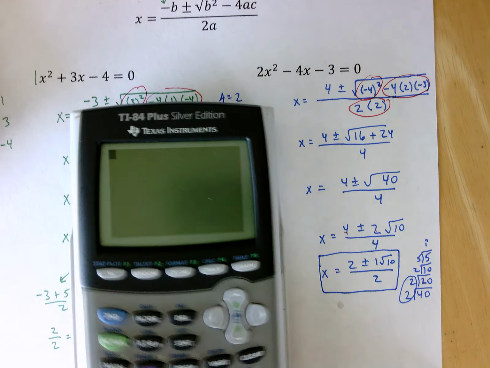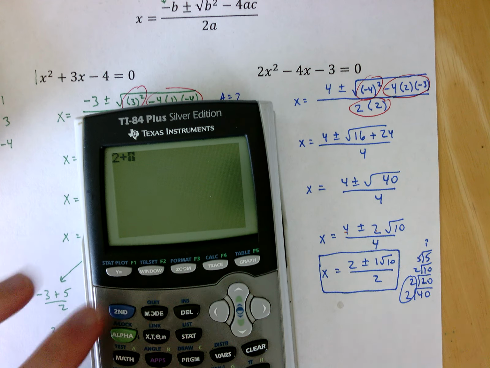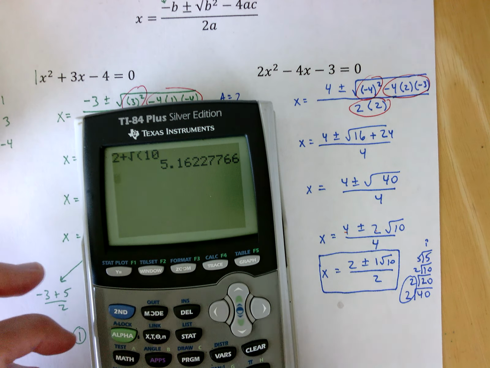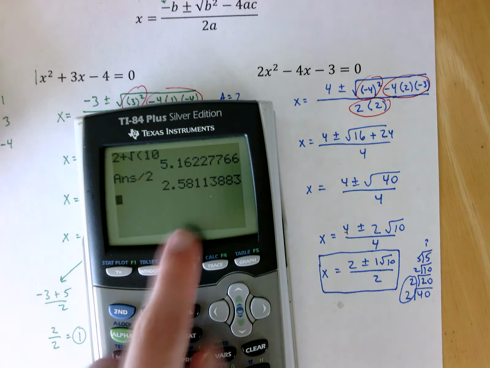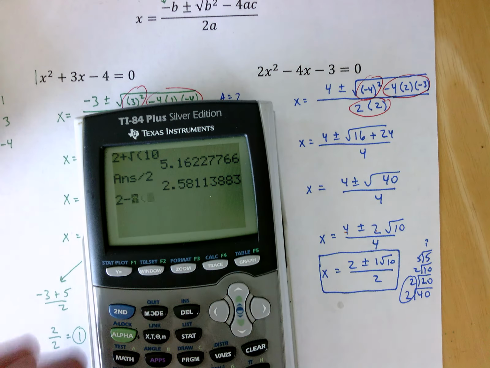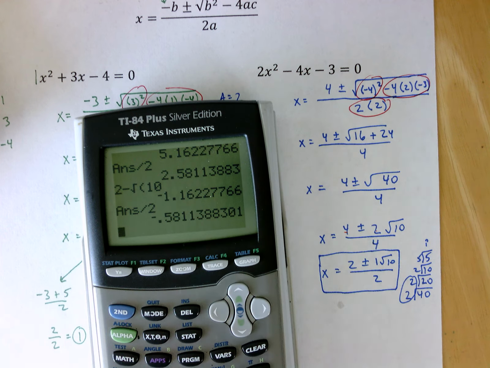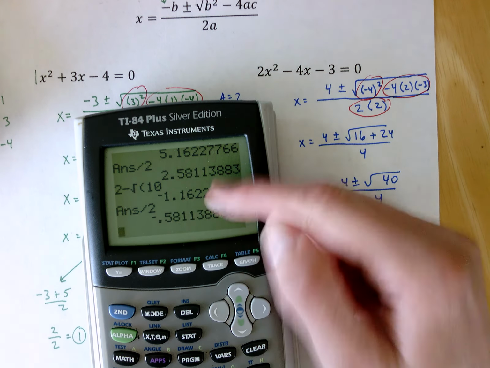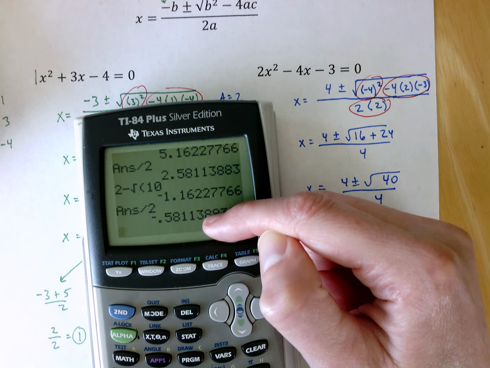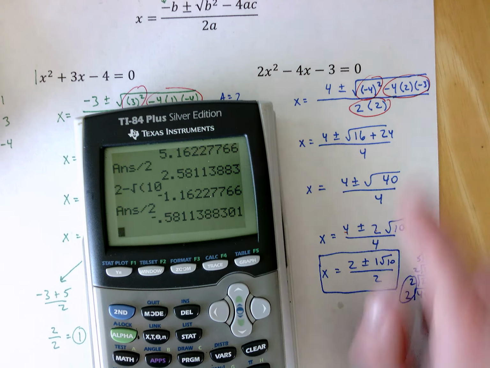If I were to take my calculator and put this in there, I would do 2 plus the square root of 10 and then divide that by 2. So it's about 2.58 is one answer. And the other one's going to be 2 minus the square root of 10 divided by 2, so that's about negative 0.58. So this 2.58 and the negative 0.58, those are going to be my 2 solutions.